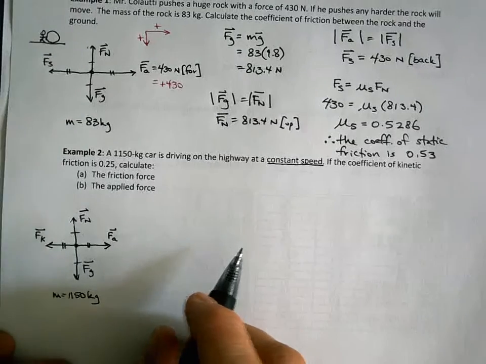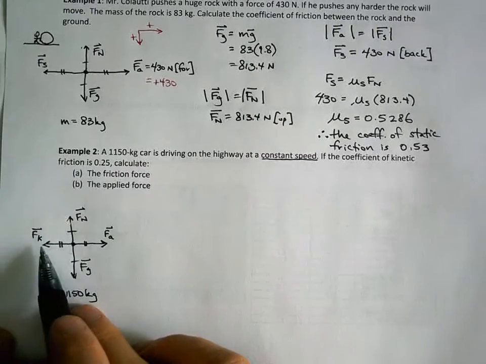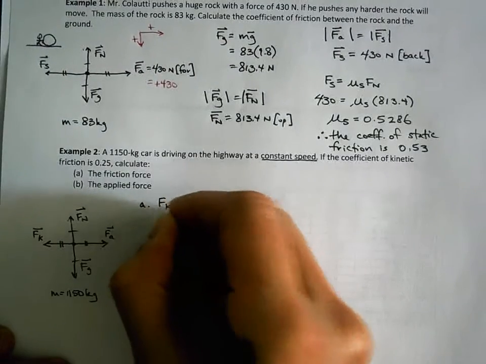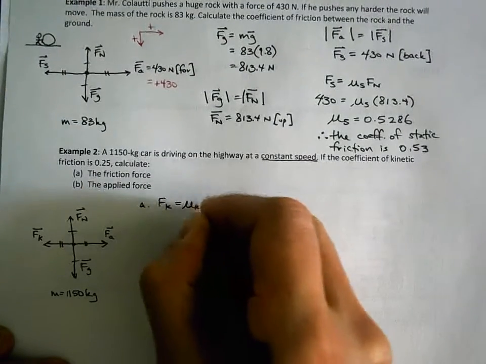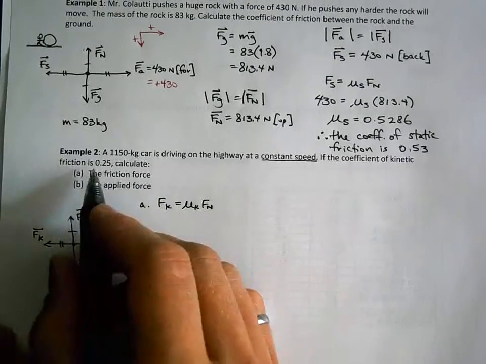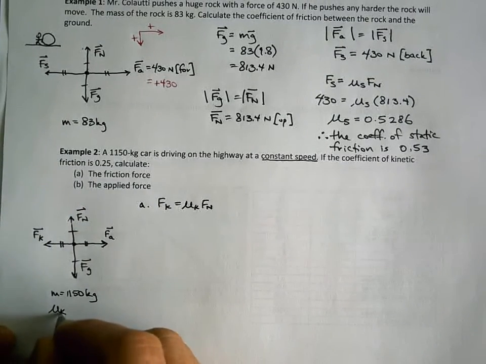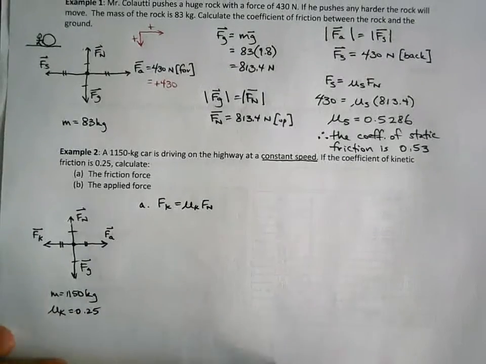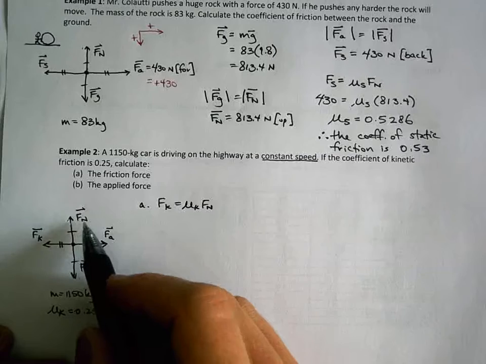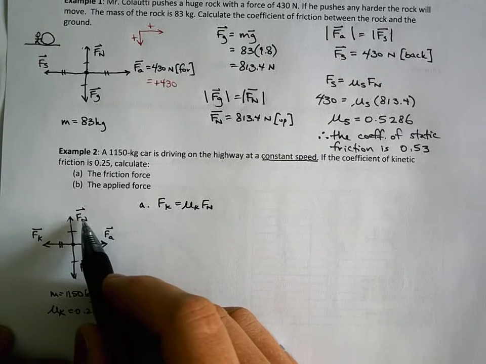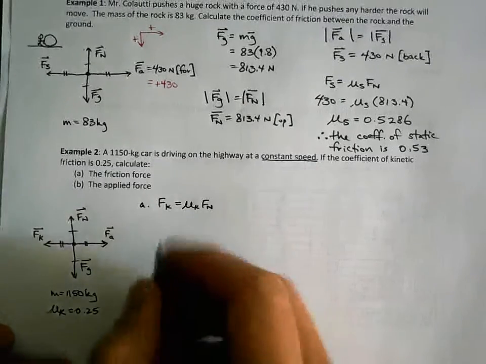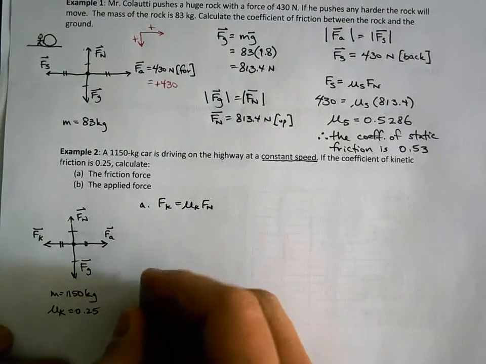Okay, so what am I trying to do in part A? Find the friction force, that's Fk. Well, I know from this week's lesson that kinetic friction is equal to mu k Fn. Well, I know what mu k is because it was given to me in the problem. I should write it somewhere. Mu k is equal to 0.25, so that's my coefficient of kinetic friction. So now I just need my normal force. I don't know what it is. Oh wait, I know that my normal force is the same magnitude as the force of gravity. So I can write that. Why don't I do that down here?